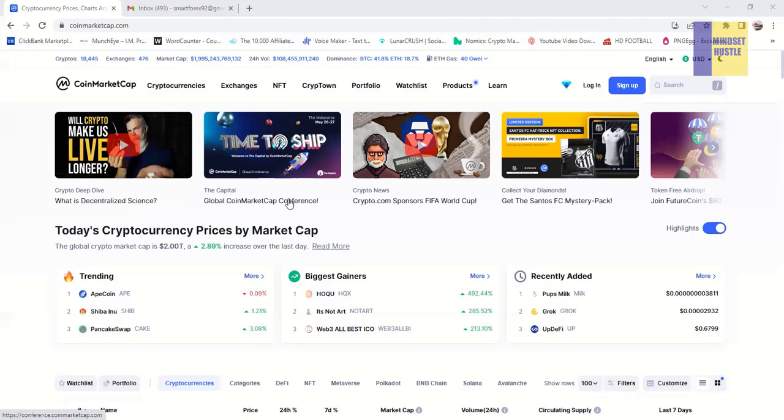So when it comes to CoinMarketCap, there are a lot of things that you can do with it. You can use it to check for a coin. You can use it to check the exchange that the coin is trading on.